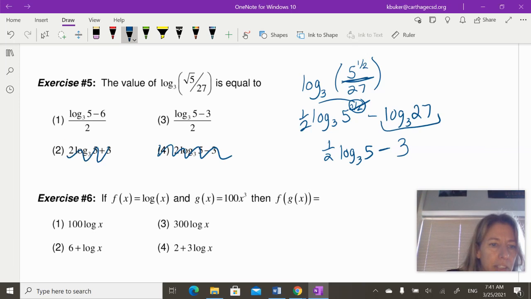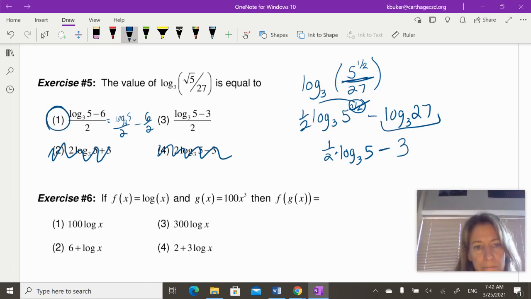Okay, I definitely don't want the plus 3. So if you were to think about it, for number 1, if I were to divide both of these, since it's a binomial, this can be written as log base 3 of 5 divided by 2 minus 6 divided by 2. 6 divided by 2 is 3, and 1/2 times log base 3 of 5 is the same thing as log base 3 of 5 divided by 2. So number 1 is my answer. This one would not be equivalent. So sometimes the direct answer isn't there, but we can find an equivalent answer. Just be cautious about that.